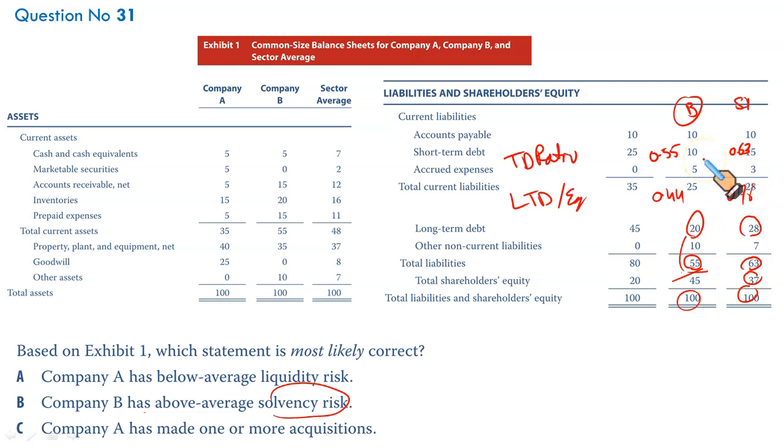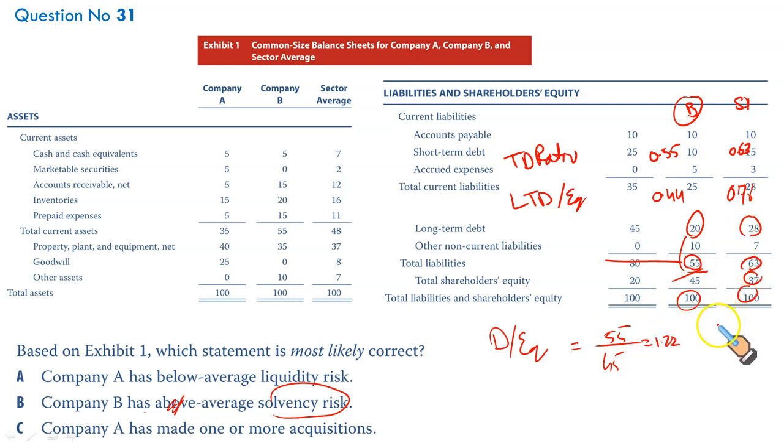So far as we can see, company B has low average risk compared to the sector average, 0.63 versus 0.55, and 0.76 versus 0.44. So let us try some other ratios as well. Let's take debt to equity. For debt to equity, the total debt is 55. Equity is 45. So it will give you 1.22.